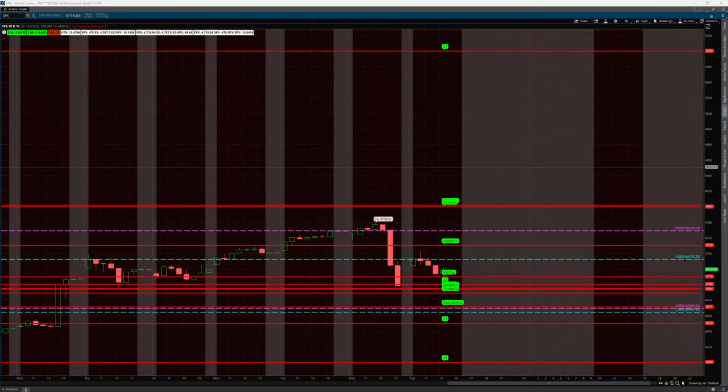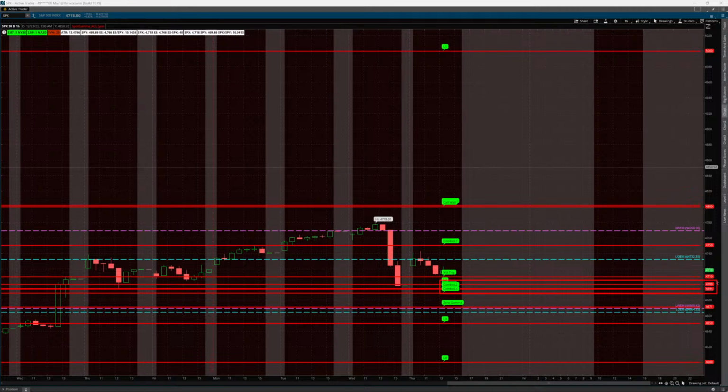So the first level that I want to take a look at is the put wall, and you can't really see the label here, but it is at 46.95. There's kind of a cluster of levels there. So the put wall at 46.95, that did move lower from yesterday. That's the strike with the largest net negative gamma that can be expected to act as support.